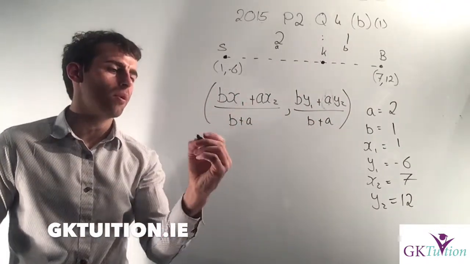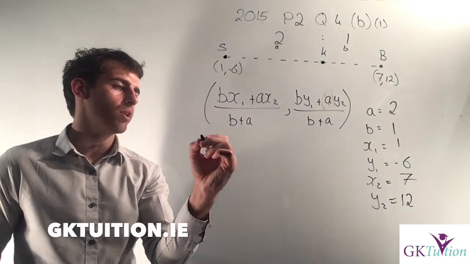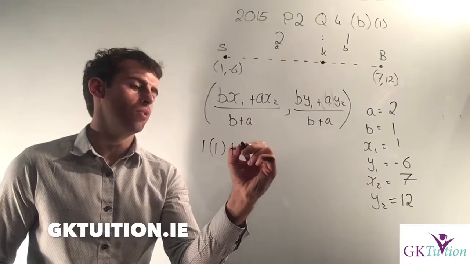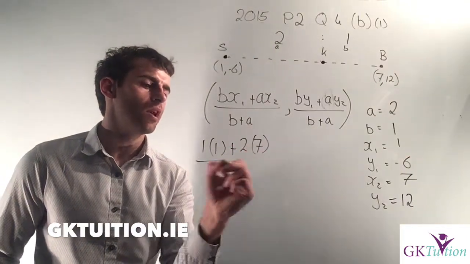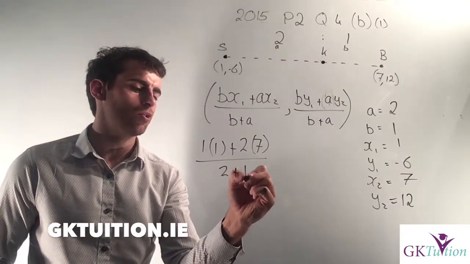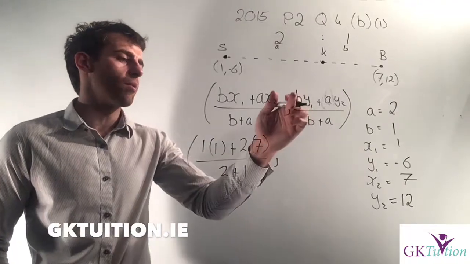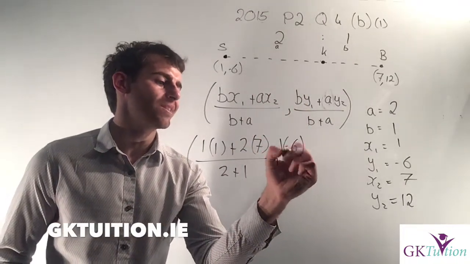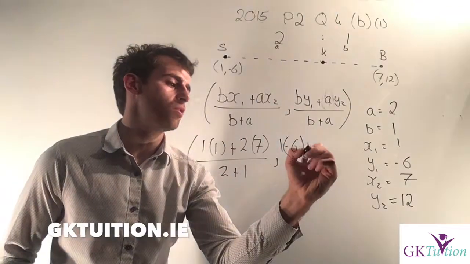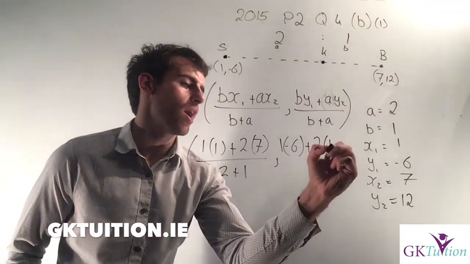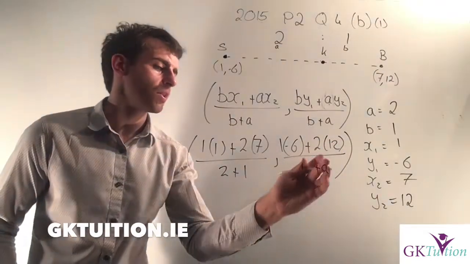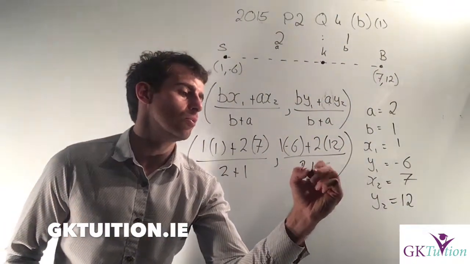So if I sub into my formula here, I get B times x1, which is 1 times 1, plus A times x2, which is 2 times 7, divided by B plus A, which is 2 plus 1. This time I've got B times y1, which is 1 times minus 6, plus A times y2, which is 2 times 12, and then the bottom of my line is B plus A. Sorry, not B plus A, 2 plus 1.